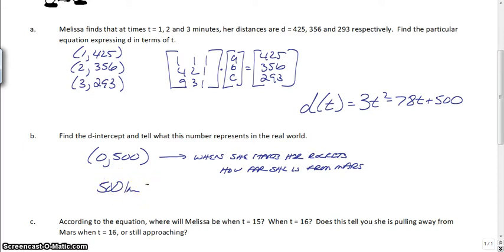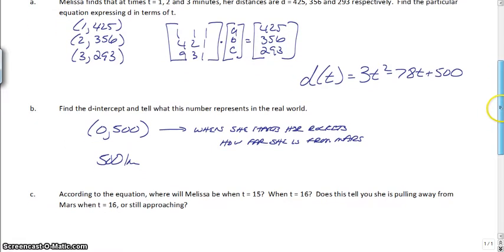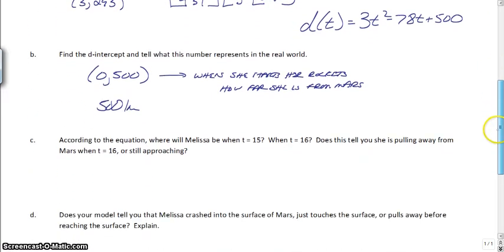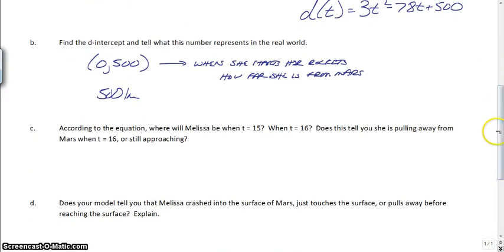Next, part C. According to the equation, where will she be at 15 minutes or 16 minutes? Again, this is just a graphing calculator problem. Just look at your table instead of the graph, and when x is 15, what's y? It's 5. When x is 16, what's y? It is 20. So then it says, does this tell you that she's pulling away or is she approaching Mars?